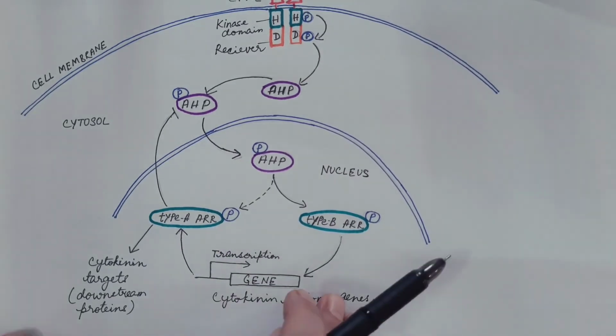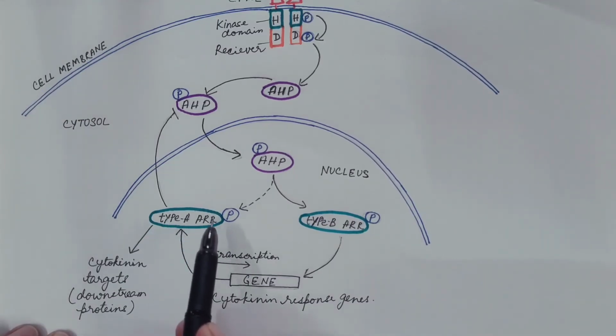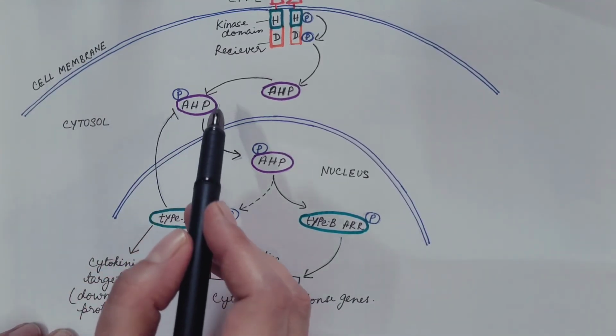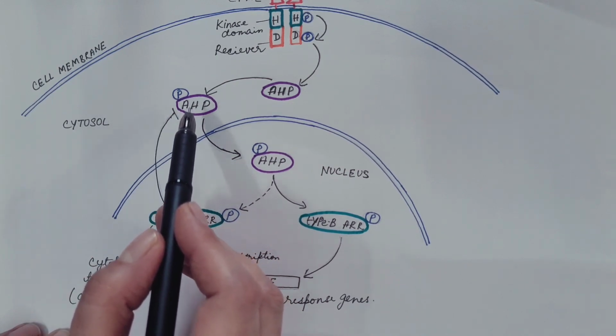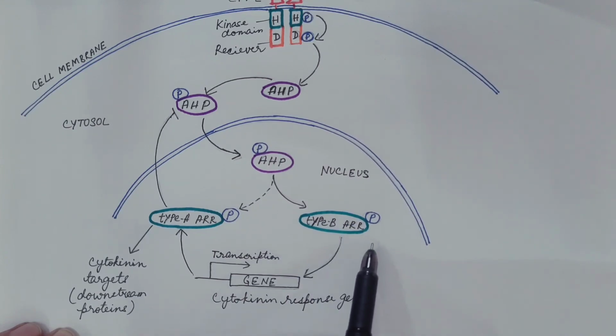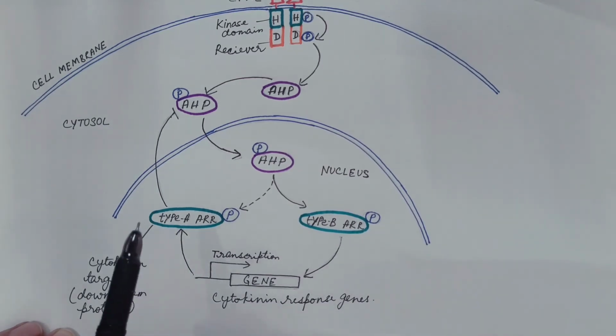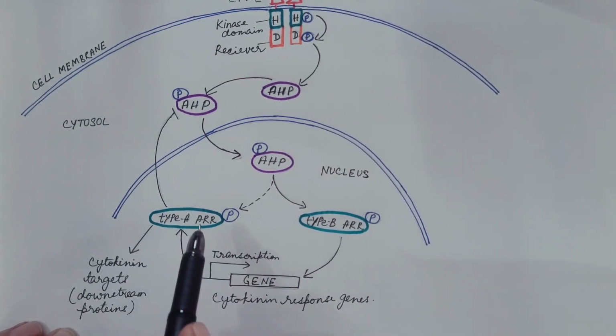Type A ARR activates the downstream proteins involved in cytokinin regulated processes. Also, this type A ARR inhibits the translocation of phosphorylated AHP from cytosol to the nucleus, as a result of which type B ARR is not activated. Hence, the transcription of the cytokinin response genes does not take place, including the type A ARR gene. So, type A ARR regulates itself and its concentration. It is known as auto-regulation.